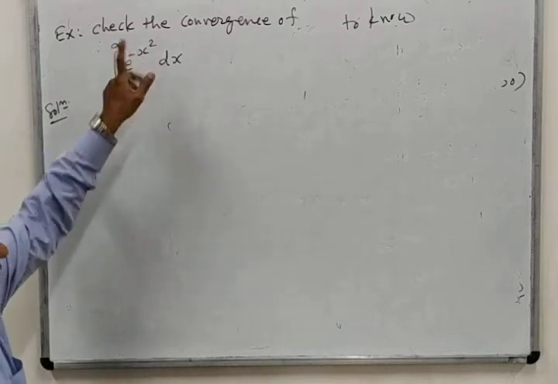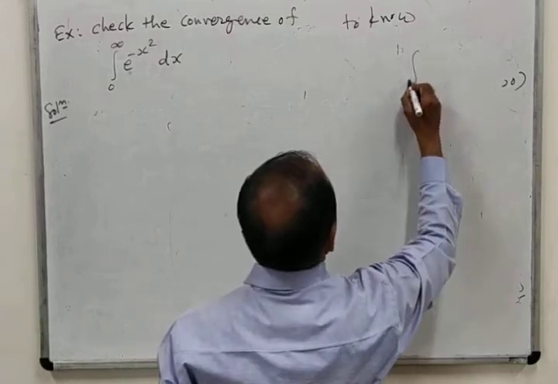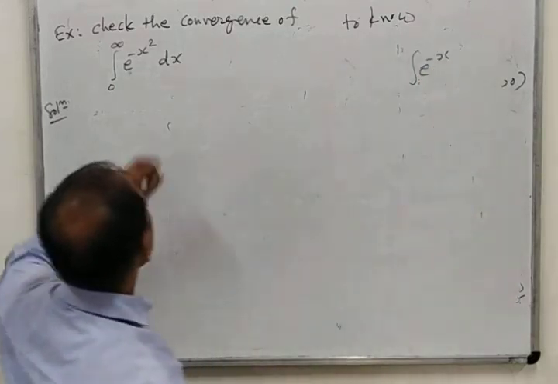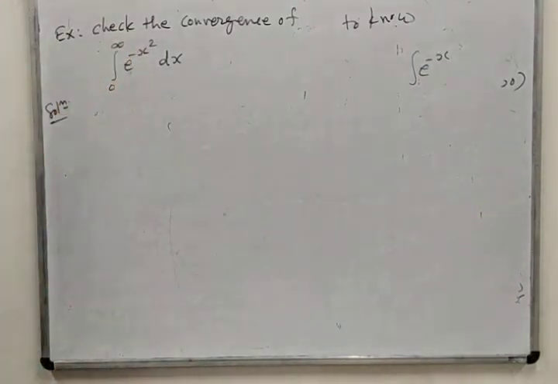Here e raised to minus x square. Yes, integration of e raised to minus x is easy to do, but here it is x square, so the integration is not easy in this case. So we want to use the comparison test.